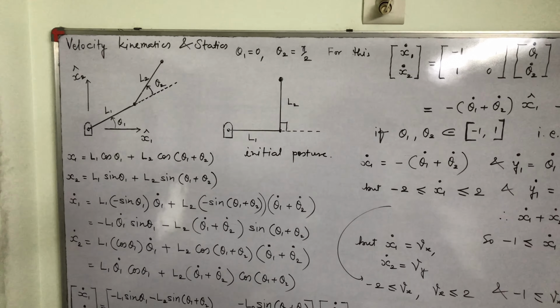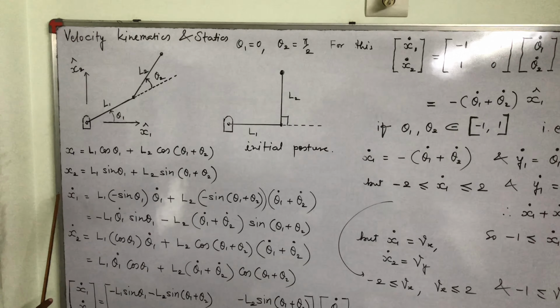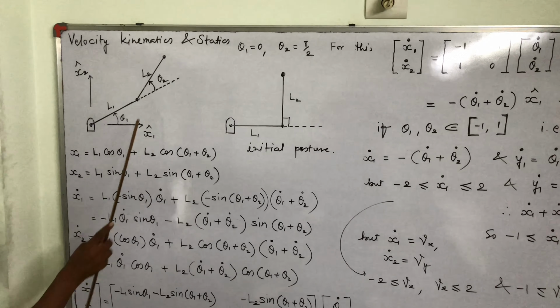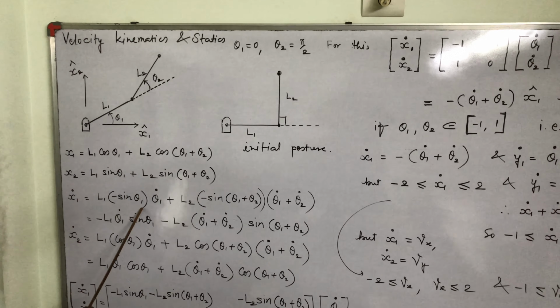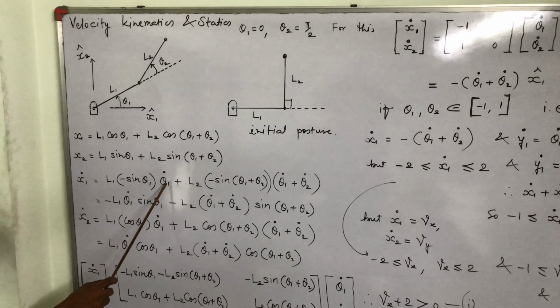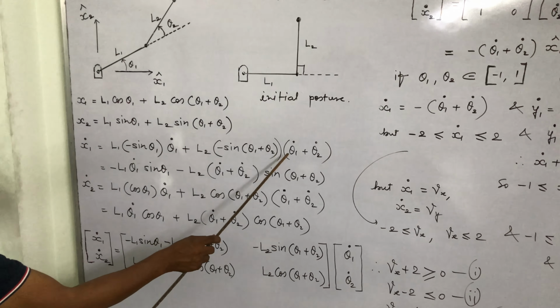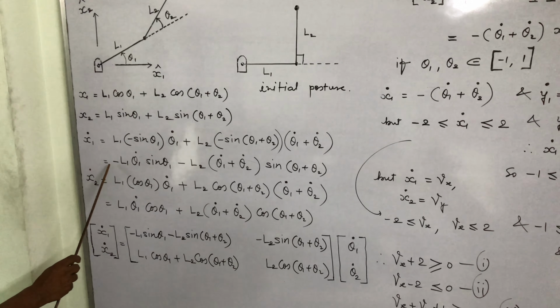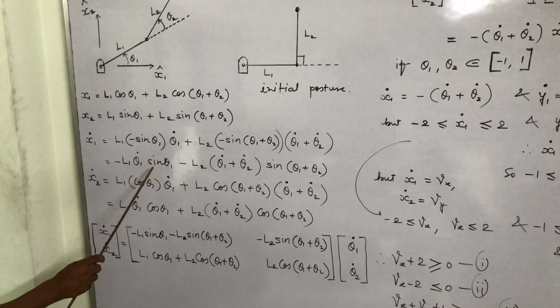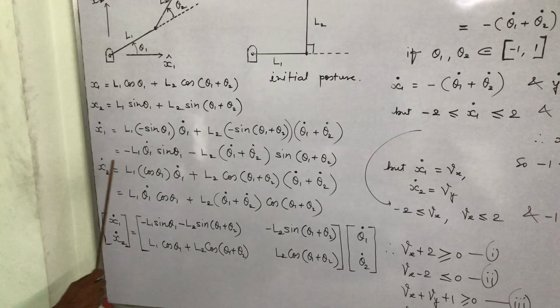So if we take the derivative with respect to time t, x1 dot, it is dx1 by dt, the rate of change of the x component of this end effector point. So L1 into minus sin theta 1 into theta 1 dot, which is d theta 1 by dt, plus L2 into minus sin of theta 1 plus theta 2 into theta 1 dot plus theta 2 dot. Expanding this, minus L1 theta 1 dot sin theta 1 minus L2 into theta 1 dot plus theta 2 dot sin of theta 1 plus theta 2.